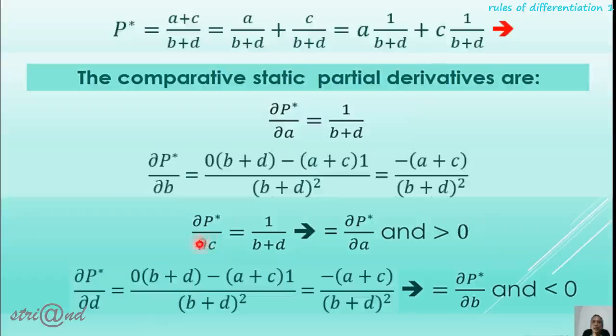as well as the derivative of P star with respect to C. And then the derivative of P star with respect to D can be found using the quotient rule, and the result is here, and it is the same as the derivative of P star with respect to B. And because we know that A is greater than 0 as well as C, P and D, we can conclude that the derivative of P star with respect to B is less than 0, because we have a negative sign here.